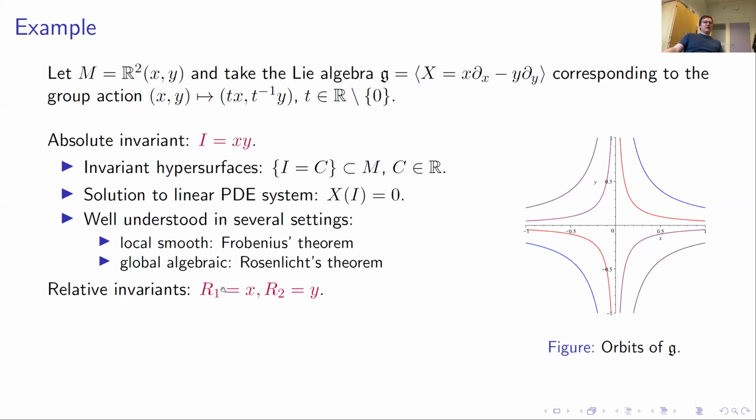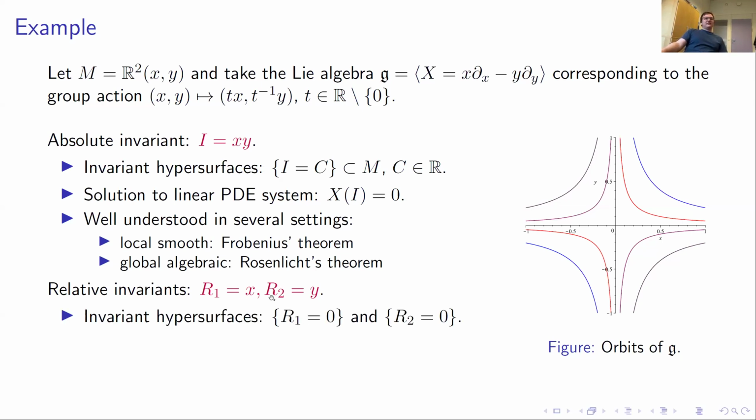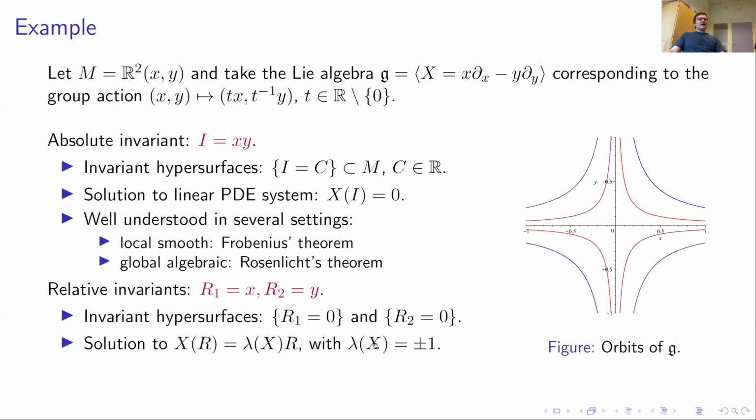In this case, I already explained what they should be. There are two functions, x and y, and they are relative invariants. For relative invariants, their zero sets are invariant hypersurfaces, while for absolute invariants, general level sets were invariant hypersurfaces. So to get these special hypersurfaces, we need relative invariants. In general, they are solutions to a system of this type, where before we had 0 here, now we have something proportional to r, and this lambda depends linearly on X. In this case, lambda of X is plus or minus 1 for these two relative invariants. But this is not, in general, a PDE system we can just solve because, first of all, we don't know what lambda should be.